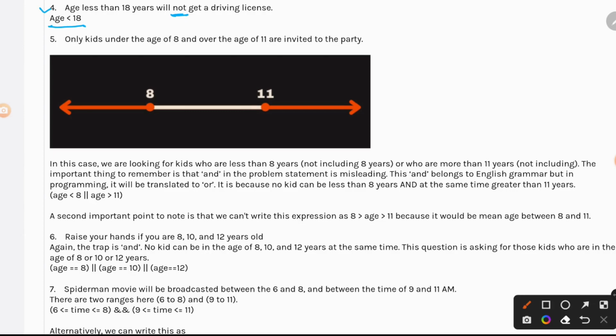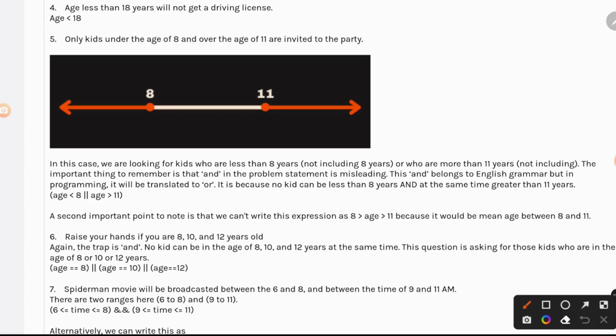If I want to change it and say people who are at least 18 will get a driving license, then the expression will become exactly the opposite and say age greater than equal to 18. And remember, when we talk about negation, the less than sign becomes greater than equal to if you flip it. I can also say not age less than 18, which is the same as age greater than equal to 18, and we have already seen it.